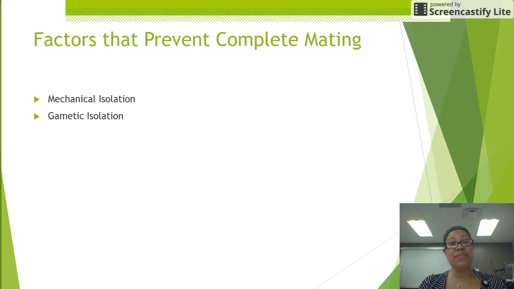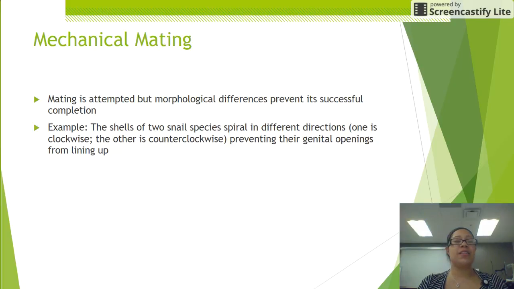All right. Now, if they attempt to mate, so if they find each other and they want to mate, there's 2 ways to prevent them from completing mating. We have mechanical isolation and gametic isolation. Okay? Mechanical, this means that the parts don't line up. So I use the example of 2 different snails. Their shells, they spiral in different directions, so the genital openings aren't lined up, so they can't get their genitals together, therefore they can't mate.